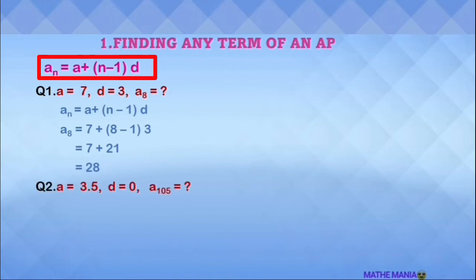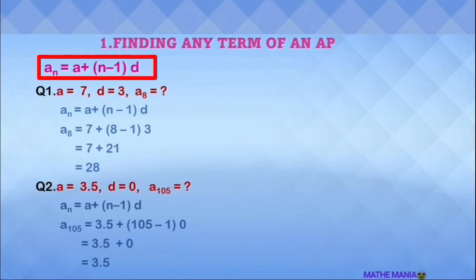In the next example, we have to find the 105th term, and as the common difference is 0, and you know 0 into anything is 0, so we get 3.5 plus 0 equal to 3.5. And you know very well that whenever the common difference is 0, all the terms have the same value, as we are getting here also. Now this third question is a little different because we are not given the first term here. Instead of that, we are given the 18th term. In these types of questions where an is given, we can use the formula in reverse order because this makes your calculations a little simpler.